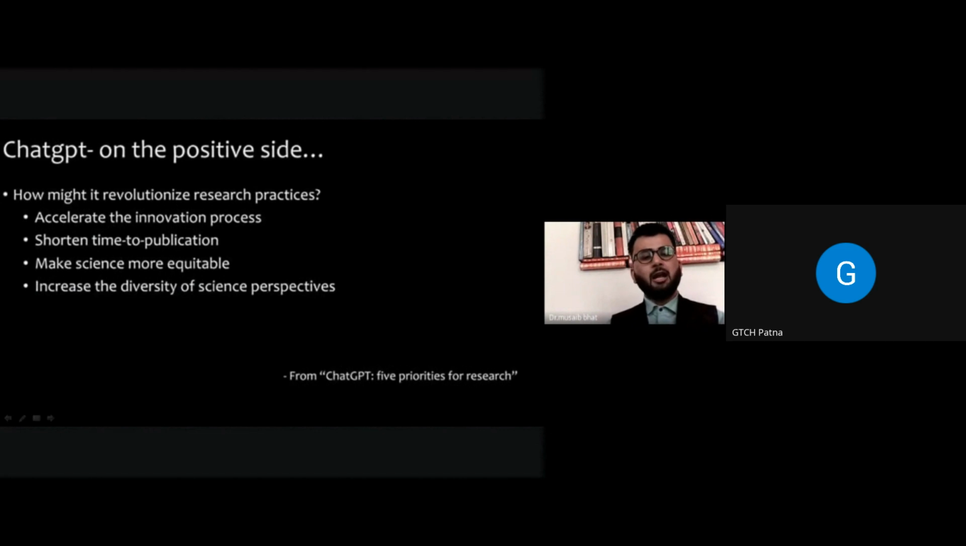It can make science more equitable. It can help us compete with the western world and the developed world because it is able to provide all the information that is required, that is needed. So it can increase the diversity of science perspectives.